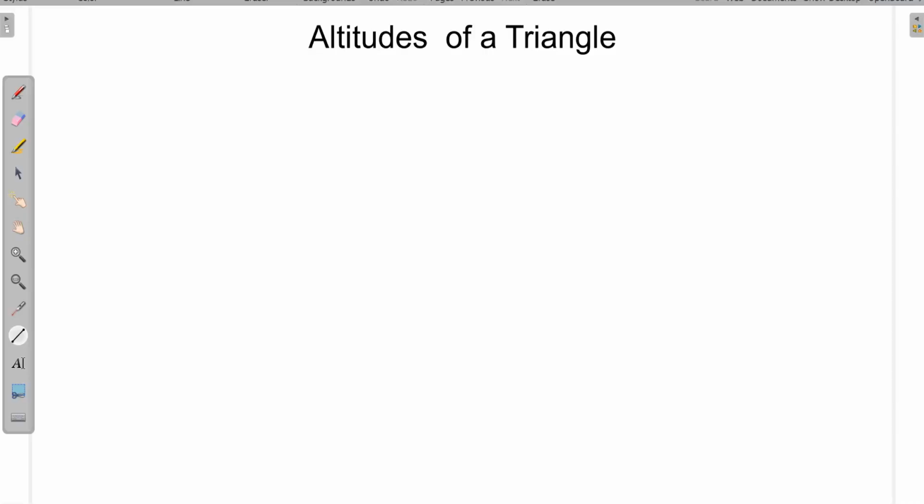In the previous video we learned about triangles and the median of a triangle. In today's video we will learn about the altitudes of a triangle. So what is the meaning of altitude here? Altitude means the height of the triangle. We have to measure the height of the triangle.